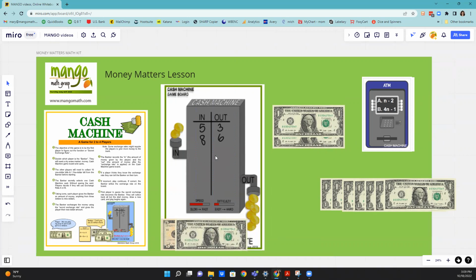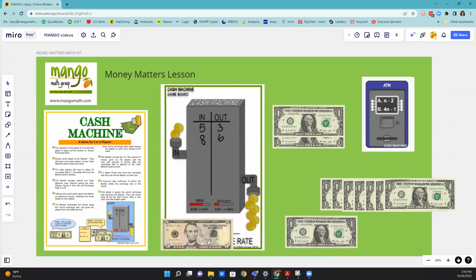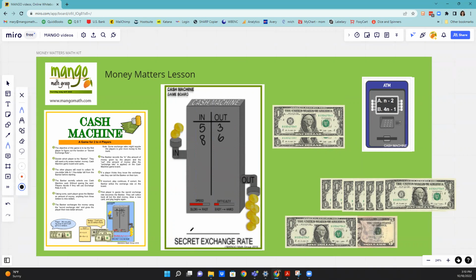If we're just playing with 3 people, one being the banker and 2 other players, at this point the players get to guess what the exchange rate is, what the banker is doing. They might say, oh, you're subtracting 2 each time, which is the case. So it is n, or the number, minus 2. That's what we're doing each time.